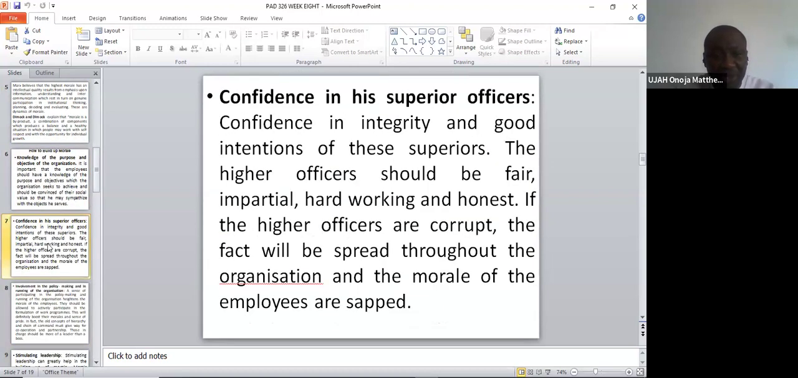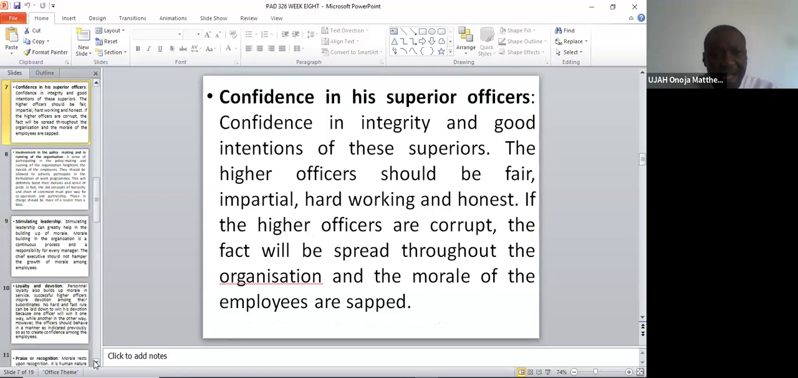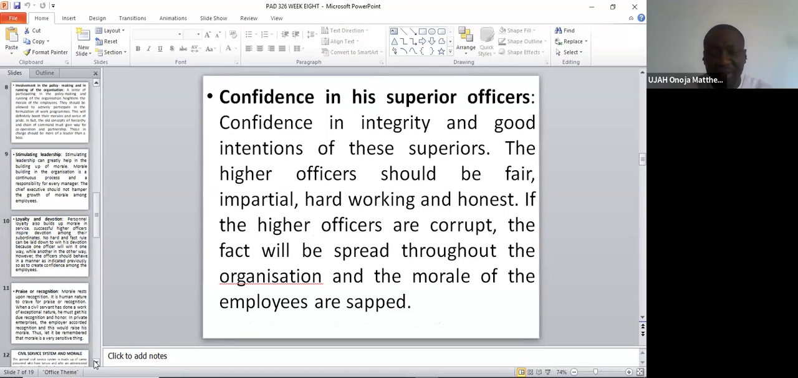Also, confidence in his superior officers. You know, we experience a lot of high-handedness in various organizations, and that is a negativity when one considers the issue of morale within an organization. But when you have adequate confidence and the support of your superior officers, there's the tendency that you would act better because you know that there will be a reward arrangement at the end of it all.